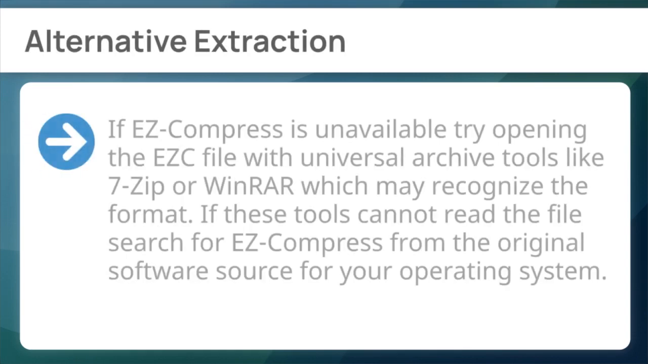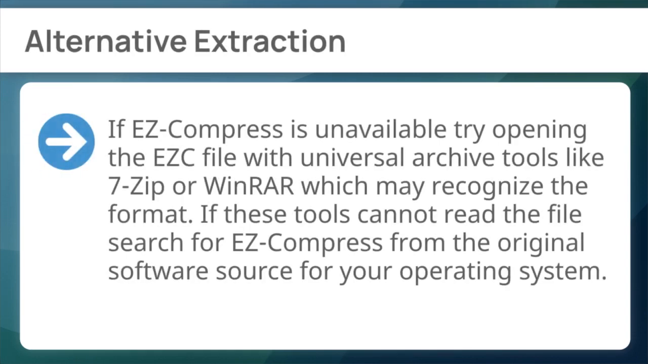Next, alternative extraction. If EZ-compress is unavailable, try opening the EZC file with universal archive tools like 7-zip or WinRAR, which may recognize the format. If these tools cannot read the file, search for EZ-compress from the original software source for your operating system.